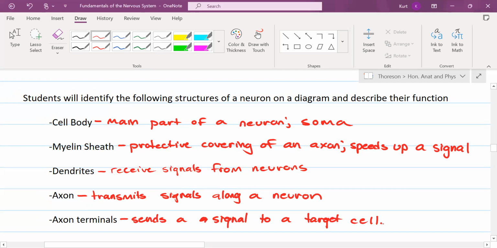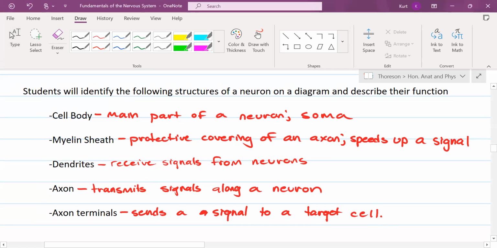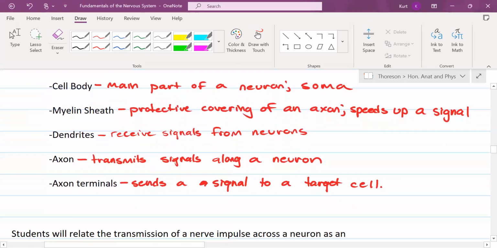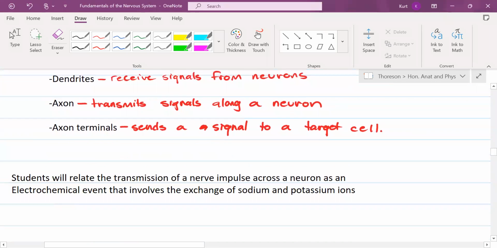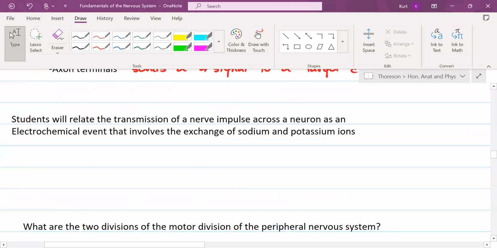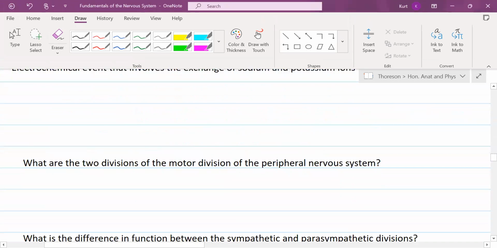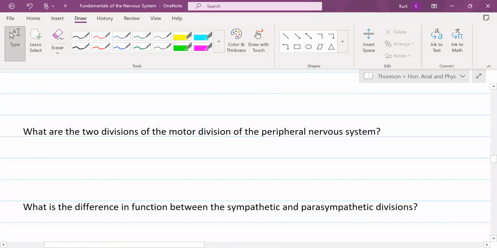All right, we'll do a couple more, starting to wrap up. I want to at least get to sympathetic and parasympathetic. Okay, this one is the neuromuscular junction. We'll do that tomorrow. What are the two divisions in the motor division of the peripheral nervous system?